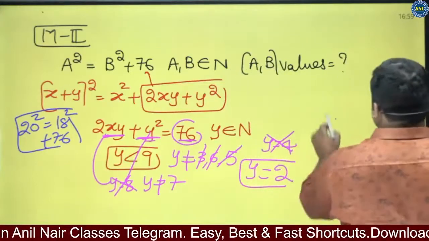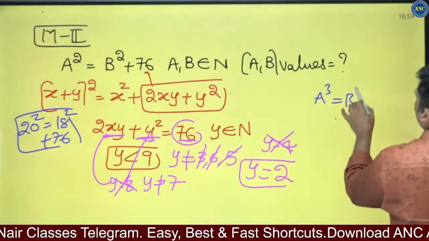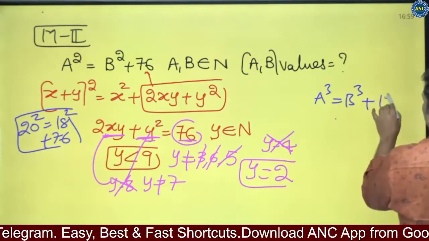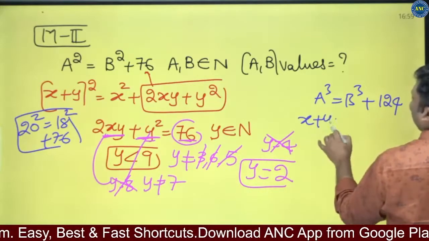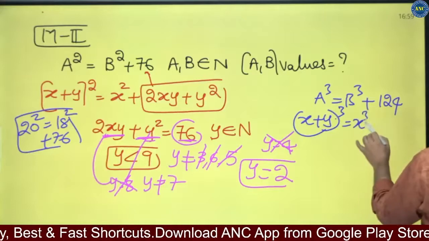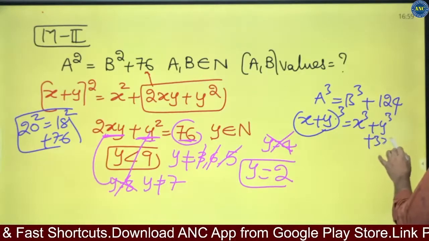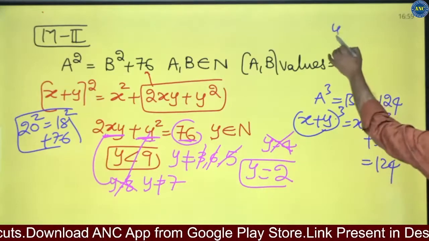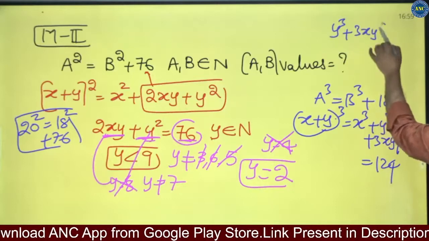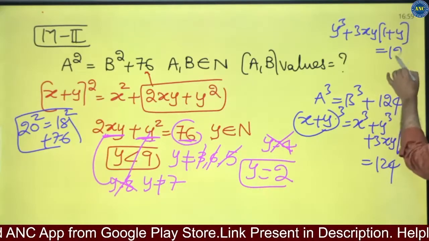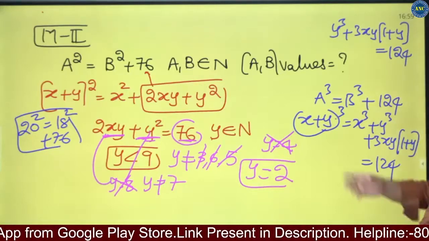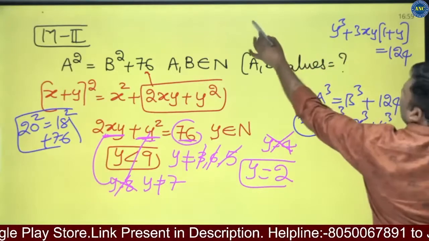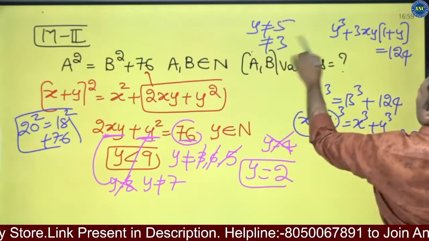Suppose there is a question like this, a cube is equivalent to b cube plus, for example, 124. You can try looking at this question from this angle. It is x cube plus y cube plus 3xy into 1 plus y equivalent to 124. Just a random idea. Already we did this method. Y cannot be 5, 5 cube is positive. Y cannot be, just by looking at the question, Y cannot be 5. Y cannot be 3.